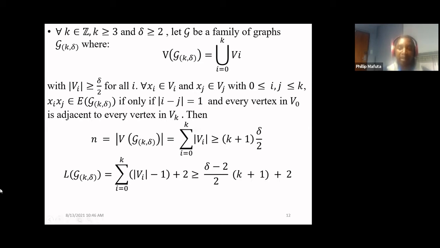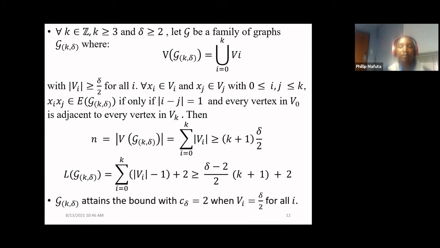If you count, you get that n is equal to the sum of the cardinalities of the V_i, which is at least (k+1) times delta over 2. And if you calculate the leaf number, you get this expression plus 2, which is at least this. I'll show you with an example how we calculate that leaf number. What follows is an expression that says this class of graphs attains the new bound with best constant C_delta equal to 2 whenever the cardinality of V_i is at least delta over 2.